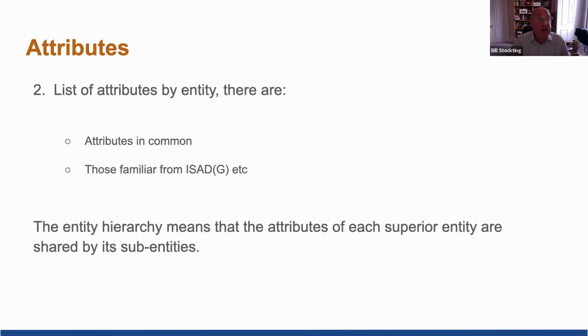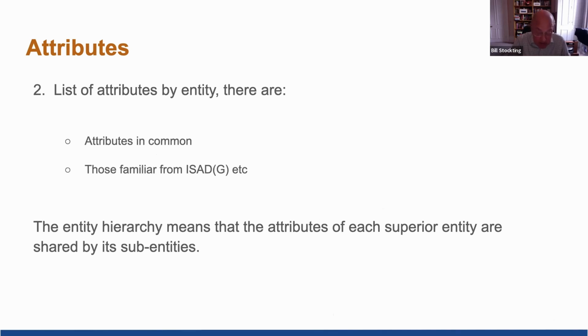The second section provides lists of the attributes for each entity. I obviously can't go through them here in great detail, but I'll try to give an overall view. It will be seen that there are attributes in common across the entities, and many of the attributes will be familiar from the elements found in the current ICA descriptive standards.